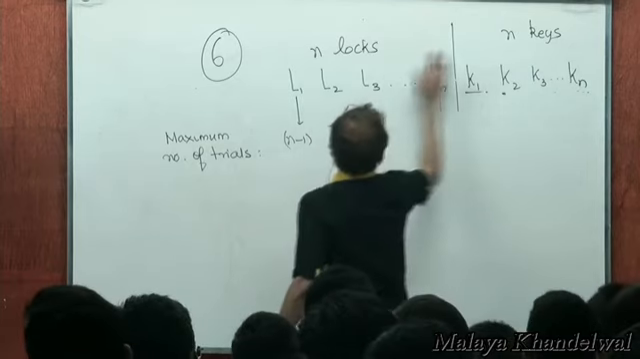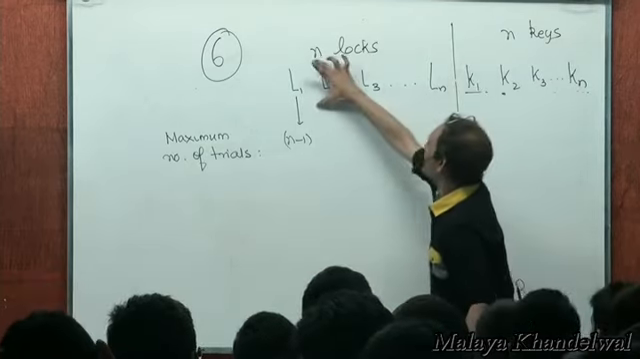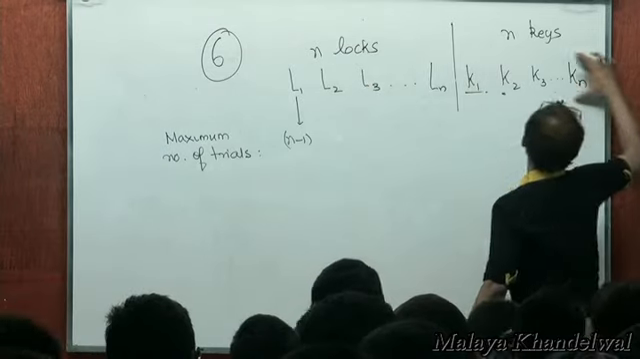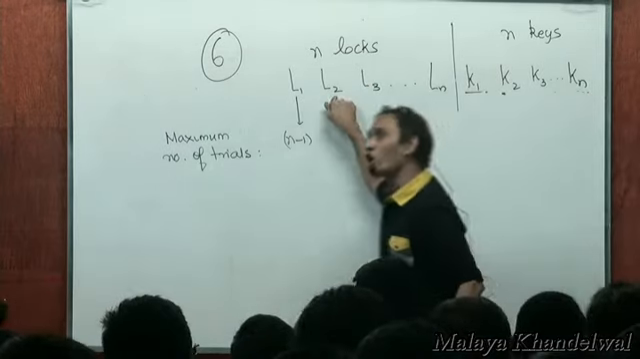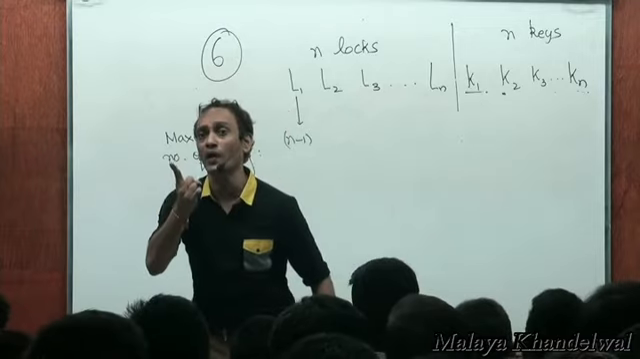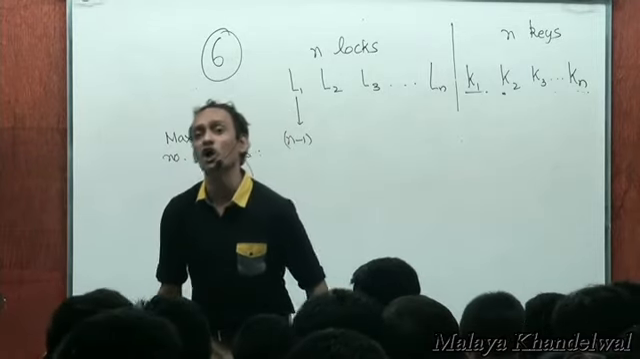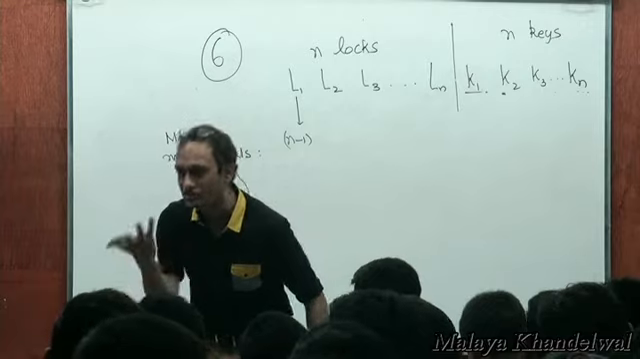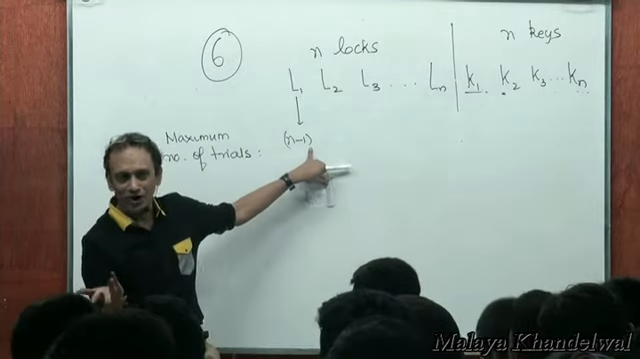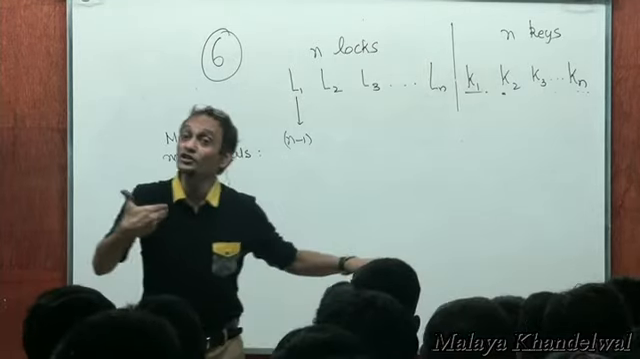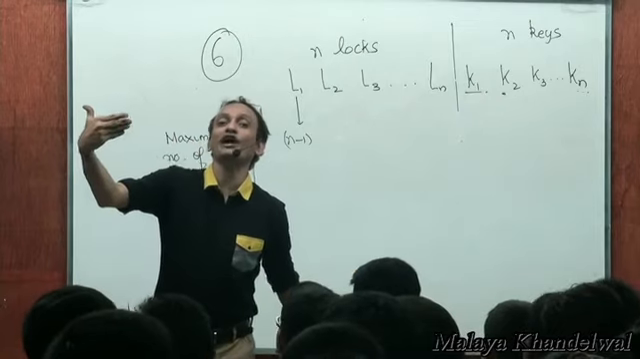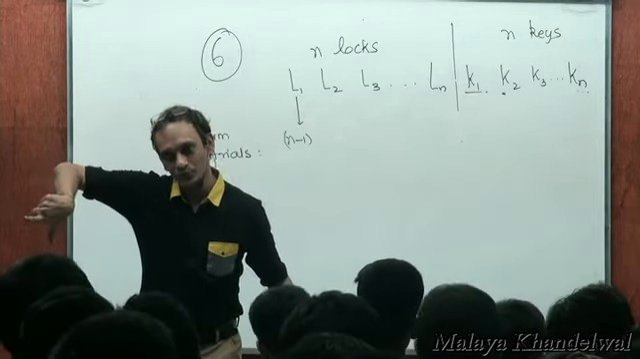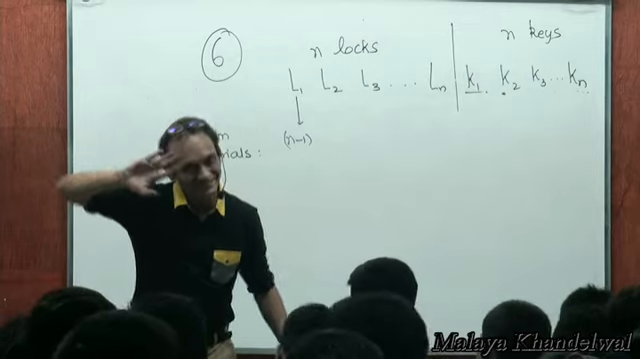So forget L1 and forget K1. Now there are n minus 1 locks and n minus 1 keys. Then for the first lock, the maximum number of trials you require to figure out the key for this lock would be 1 less than the total number of locks. You arrived at the formula already, right? So n minus 2 ways of figuring out the key for L2. Yes or no? Yes.